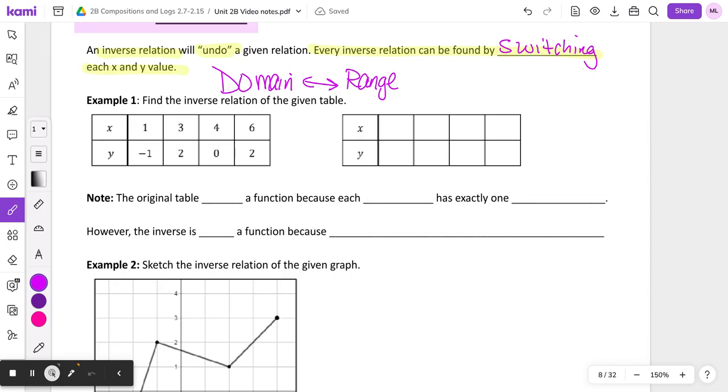All right, so here we're going to find the inverse relation. In this first little table, we have x's and y's given to us. If we exchange those for each other, then we'll have the inverse. This one's going to be the inverse. That means for this first point, (1, -1) is now (-1, 1). (3, 2) becomes (2, 3). (4, 0) becomes (0, 4). And (6, 2) becomes (2, 6).